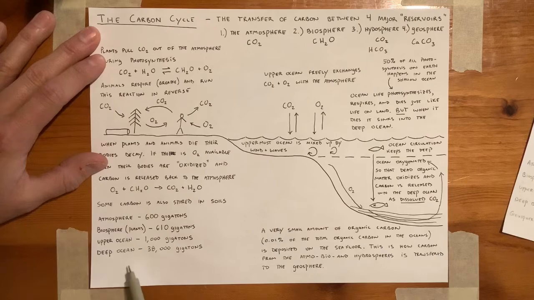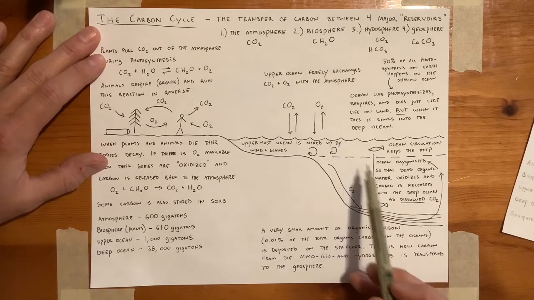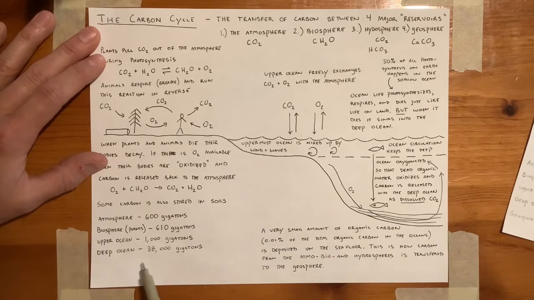The deep ocean, remember, this part that's not in direct communication with the atmosphere, is estimated to contain about 38,000 gigatons of carbon. So 1,000 gigatons or 38,000 gigatons, that's thousands of billions. We're into trillions. So 1 trillion tons of carbon or 38 trillion tons of carbon.